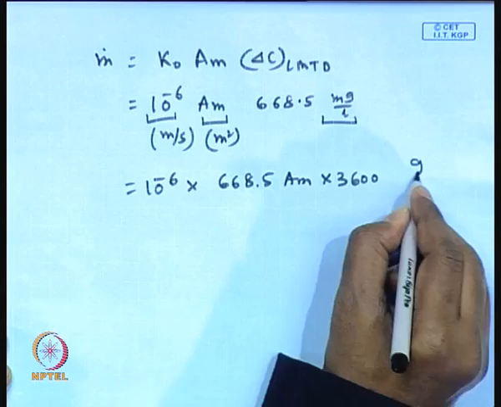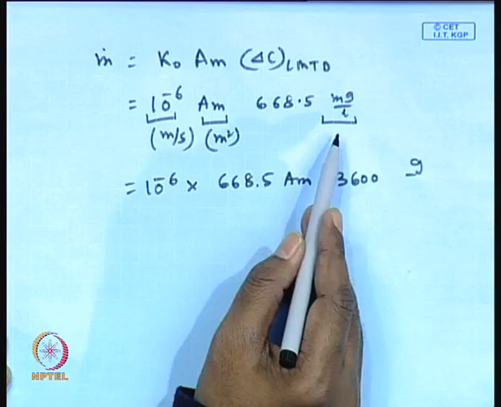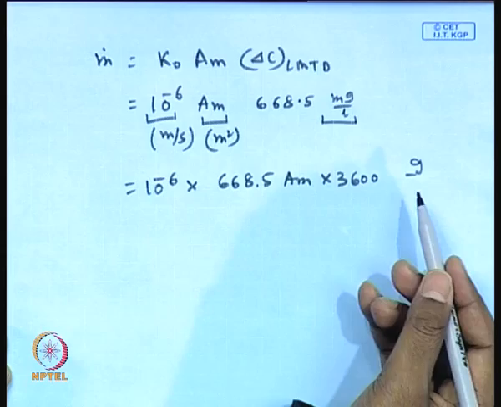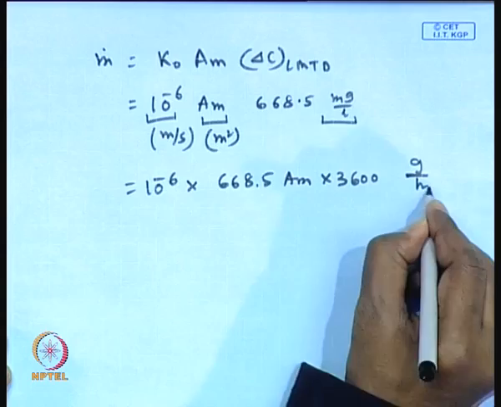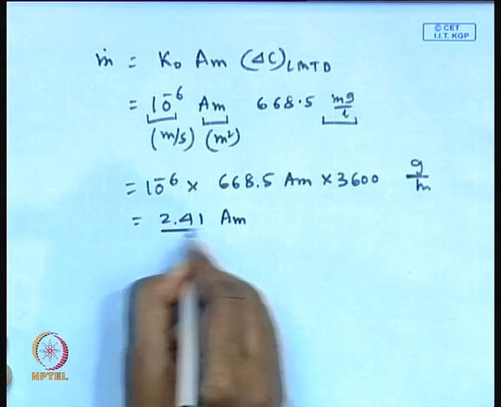So, meter cube and liter will be cancelled out. If you convert liter into meter cube, and milligram into gram, and multiply and divide by 3600, that second will be converted into hour. So, it will be in the form of gram per hour. So, it turns out to be 2.41 times A_m, and the unit will be gram per hour. So, you should be very careful about the unit.